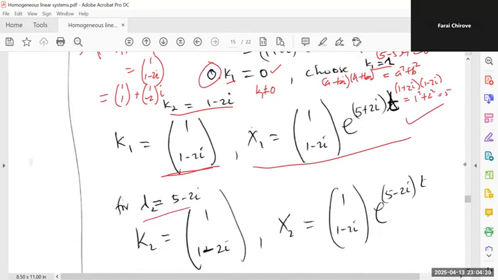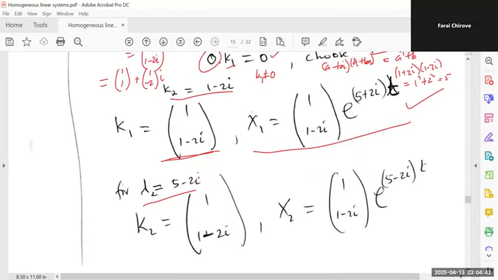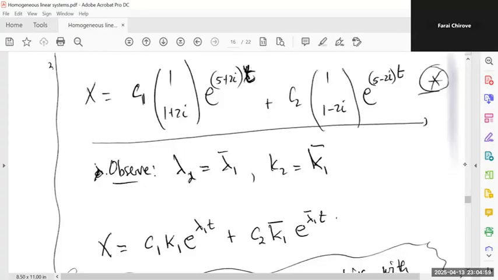Now assume you can still do it for lambda 2 equal to 5 minus 2i. Follow the same procedure. And K2 will then be equal to, actually, this should be 1 plus 2i, not 1 minus 2i. It should be 1 plus 2i. Please check. All right. So then when we are done like that, yes, I can see the other one is 1 plus 2i, the other one is 1 minus 2i. Yes, we then now write it like this.